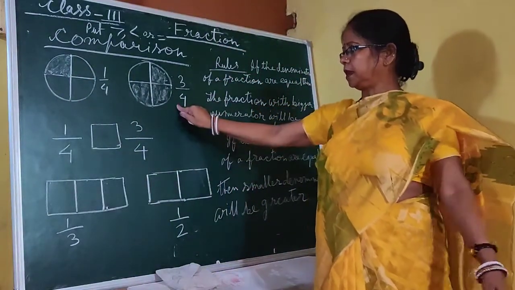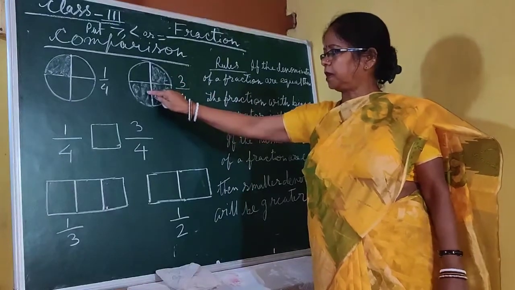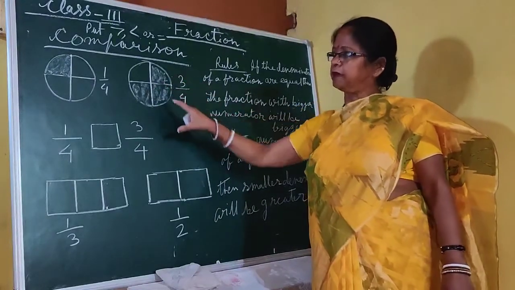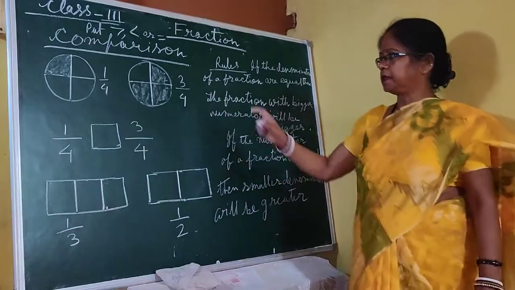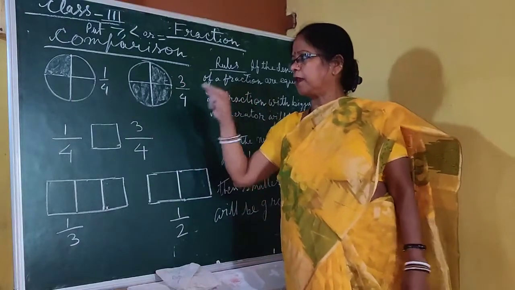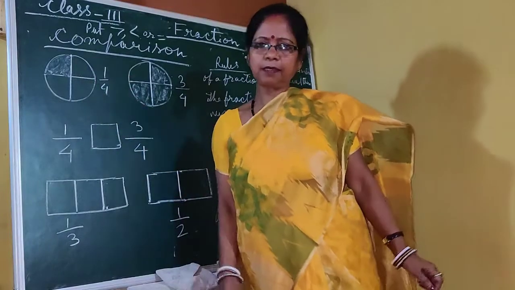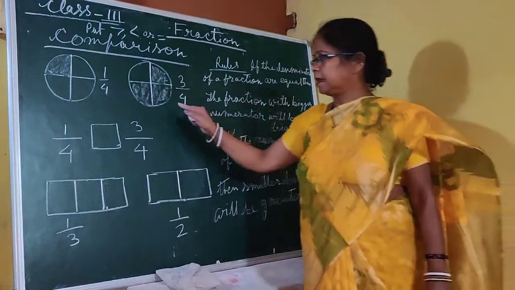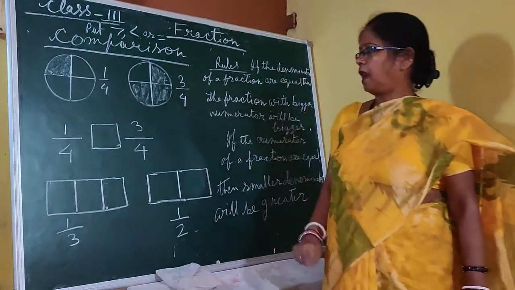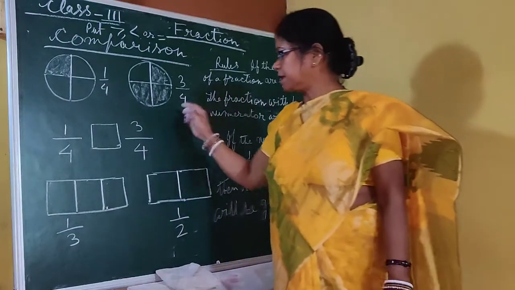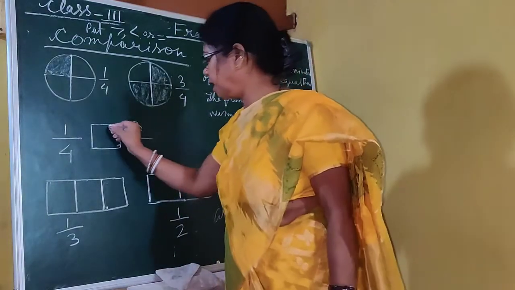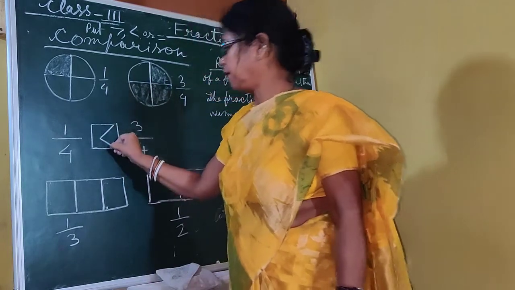3 by 4 is greater because you got 3 parts. That means if it is a round cake, and you get 3 parts, then you are getting more. If you get 1 part, then you are getting less. So 3 parts out of 4 is greater. So on the greater side, the mouth opens.